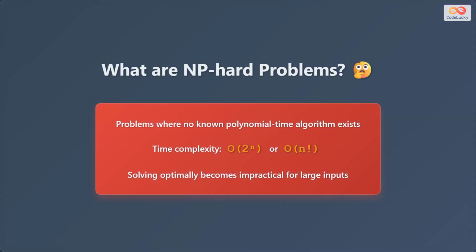So, what exactly are these NP-hard problems that force us to consider approximation algorithms? These are problems for which no known algorithm can find the optimal solution in polynomial time. Polynomial time means the time it takes to solve the problem doesn't increase too drastically as the problem size grows. Instead, NP-hard problems often have time complexities like order of 2 to the power of n, written as O(2^n), or order of n factorial, written as O(n!). As the input size, represented by n, increases, the time to solve these problems grows astronomically, making it impractical to find the absolute best solution for large inputs.